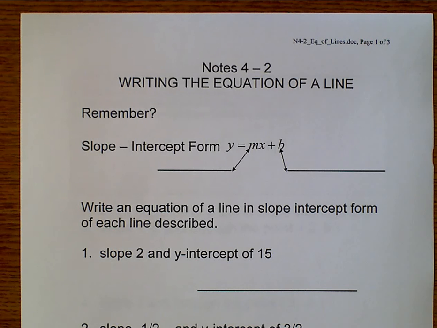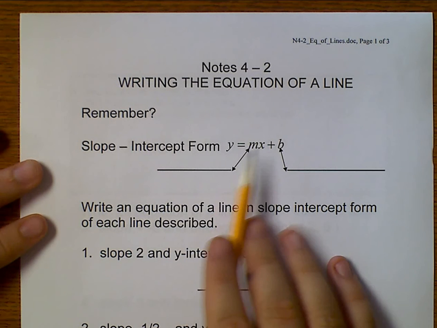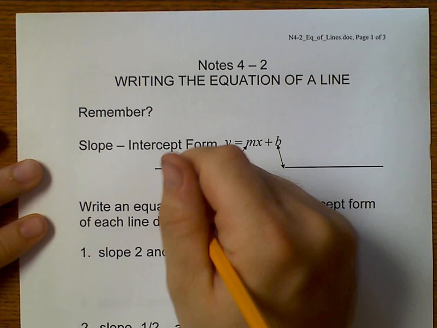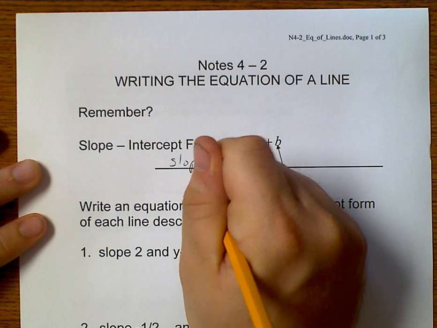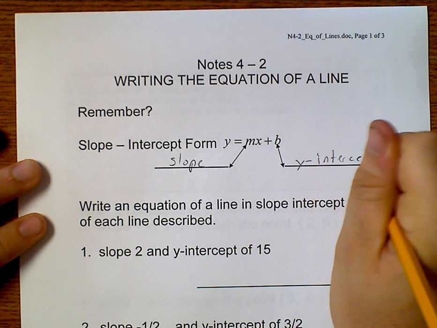Hello, this is topic 4-2 on writing the equation of a line. So let's just have a quick refresher. Slope-intercept form of a line is y equals mx plus b, where m is our slope and b is our y-intercept.